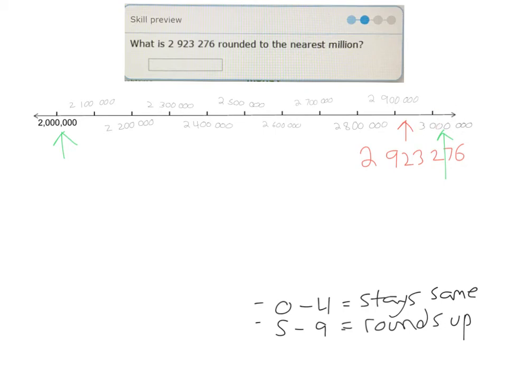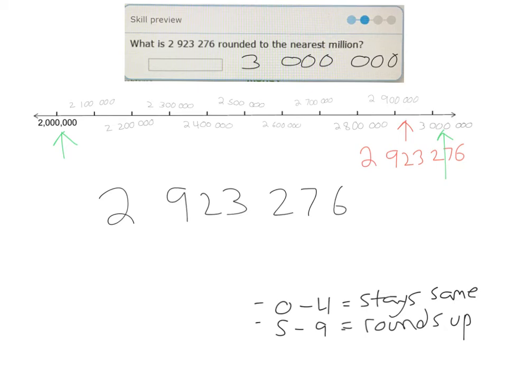So I think it's pretty clear, again, from this number line, that if we're rounding to the nearest million, 3 million is much closer to 2,923,276 than 2 million is. So our answer is 3 million. Just checking that with our rule, because it might be easier than drawing a number line.